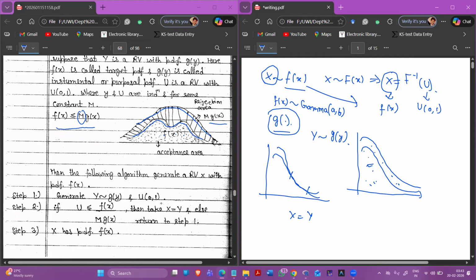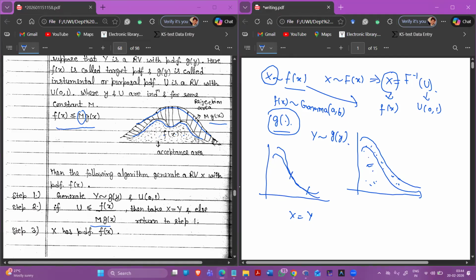From my proposal density function, I am going to generate u from the uniform distribution. After that, I put the condition that u should be less than or equal to f(x) divided by m times g(x). If this condition is satisfied, then I assume that x is equal to y. Otherwise, it is not equal to that, and it is lying in the rejection region.